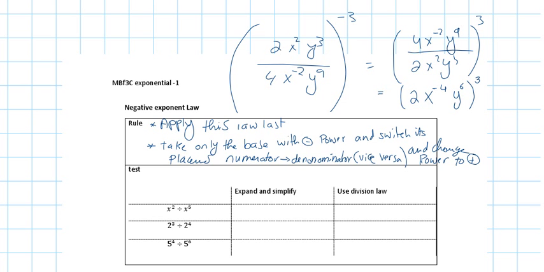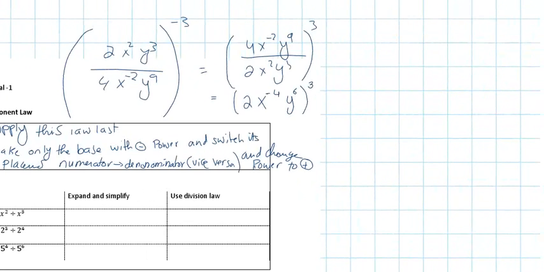Are we okay with that so far? Then, if I have a power on the outside, what does it say I have to do? Distribute that 3 to everything inside. So that's 2 to the power of 1 here, yes? So it's going to be 2 to the power of 3, x to the power of negative 12, y to the power of 18. Now, is this my final answer? Okay, what would be my final answer? 8 x to the power of negative 12 y to the power of 18.